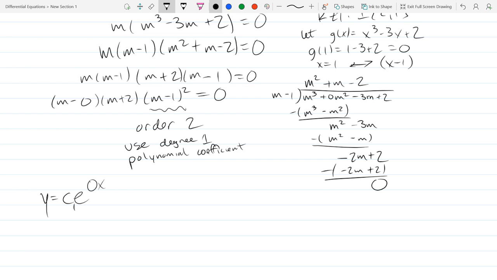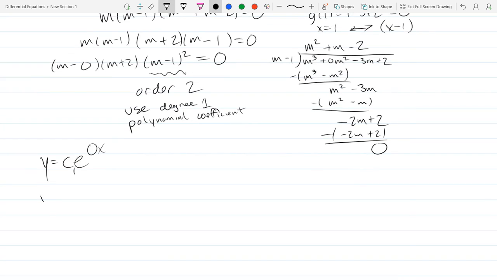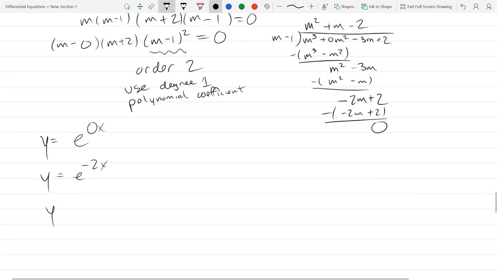So we'll go C1 e to the 0x. Oh, we didn't write constants in this form, we just wrote them like that. Next y is e to the negative 2x. Negative 2 is our next solution, and then positive 1 is our last solution. So we're going to put our polynomial here, and we have e to the just 1x. So we know our polynomial is going to be that degree 1 polynomial.